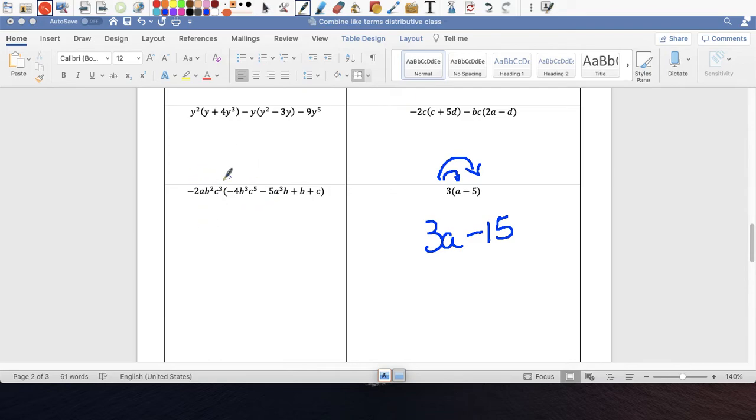Next one, negative times negative is a positive. 2 times 4 is 8. Is there an a? No, so I just write a. b squared and b cubed is b to the 5th. c cubed and c to the fifth is c to the 8th. And then that's done, right? So let's do this one. Negative times a negative again is positive. 2 times 5 is 10. a and a cubed is going to be a to the 4th.